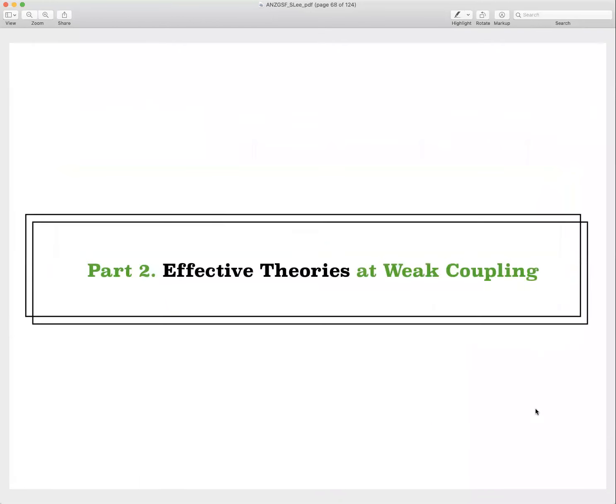Now in the remaining 10 minutes or so, we will analyze the EFTs at weak coupling.